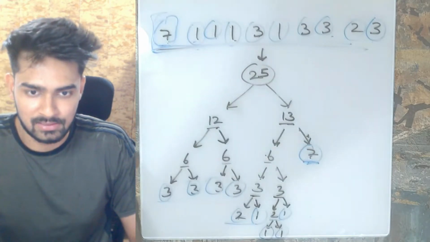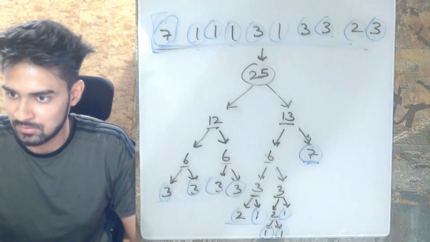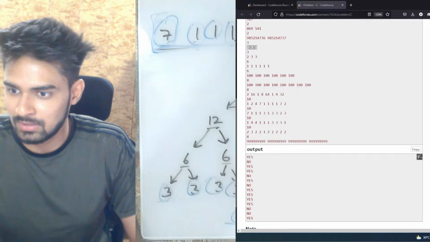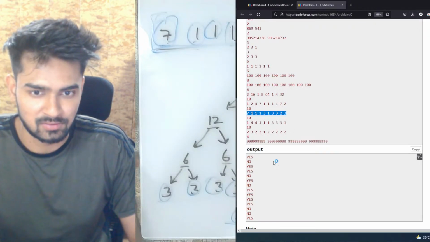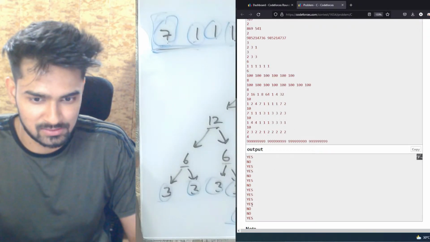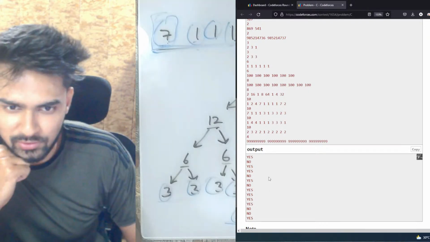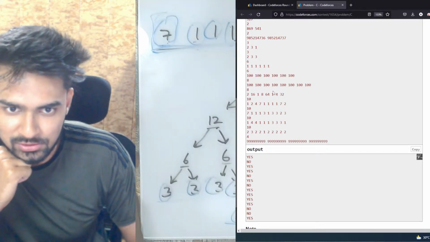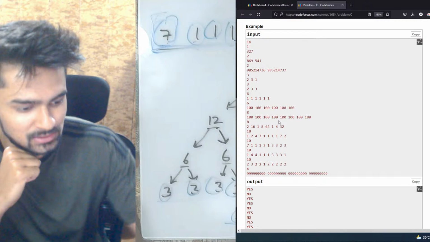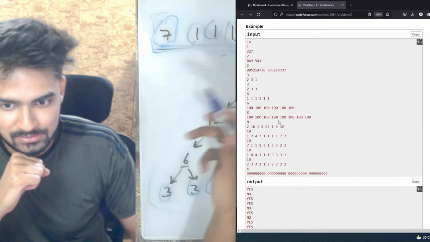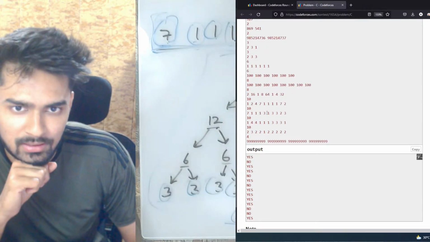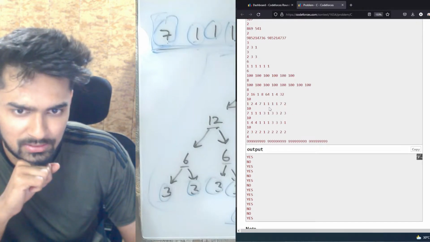Hence the answer for this test case, which is the fourth test case, was yes. Now should we consider another test case also in which the answer is no? This is pretty much the logic. How to implement this, that I'll show you. Let's take another example. Okay, let's take which one?